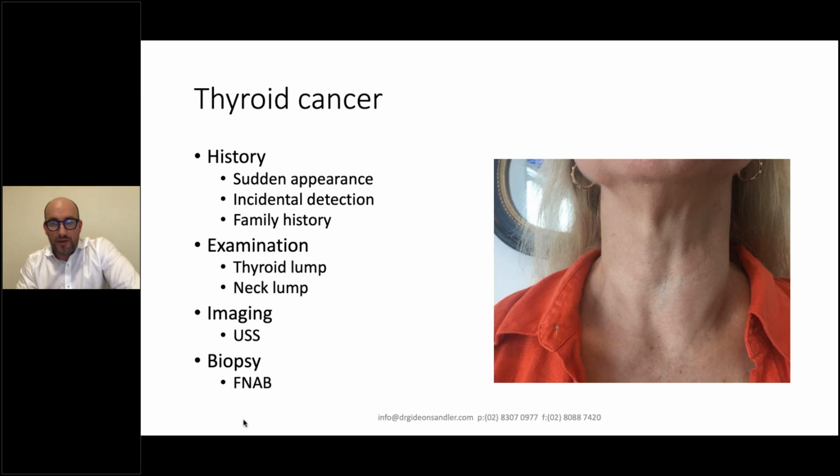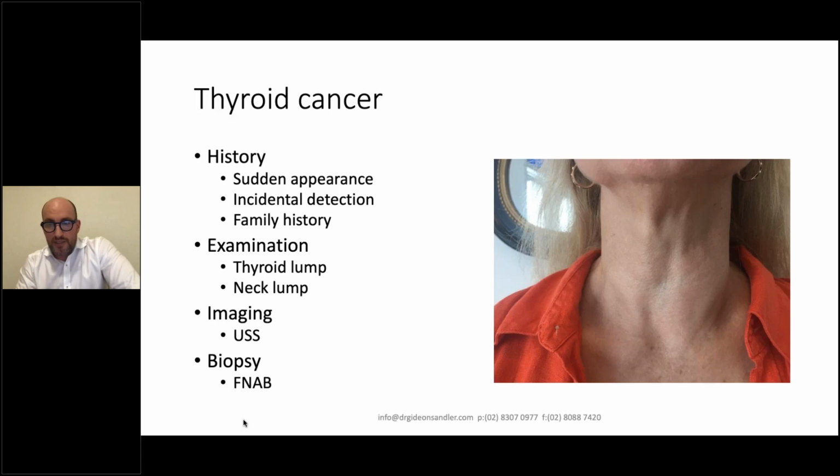Examination of the thyroid itself may reveal the lump. Often the patient is able to feel it better than we can, and they can help to direct the examination in order that you can find the thyroid lump.